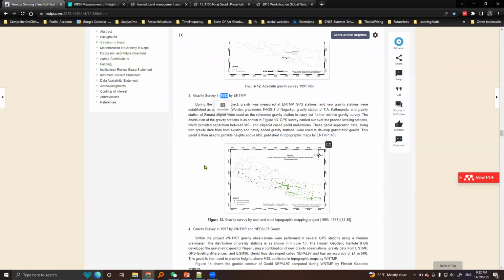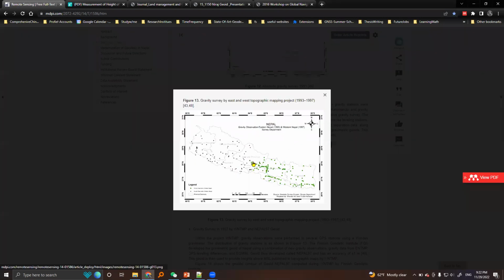In 1993, during the ENTMP project, gravity stations were established and a relative gravity survey was carried out to measure gravity over those stations. The reference gravity stations for that relative gravity survey were FAX-1 of Nagarkot and the base gravity station of TIA. This is the eastern portion of Nepal, and the green dots show the spatial distribution of the gravity stations established during ENTMP.